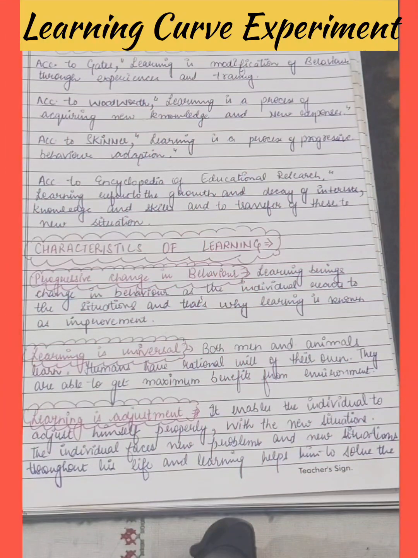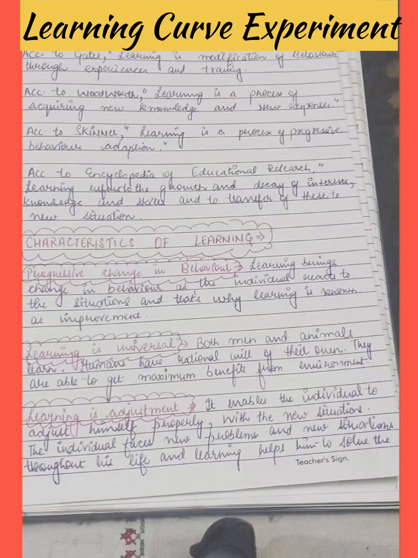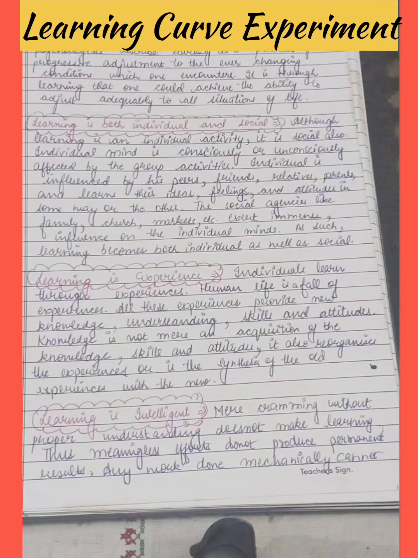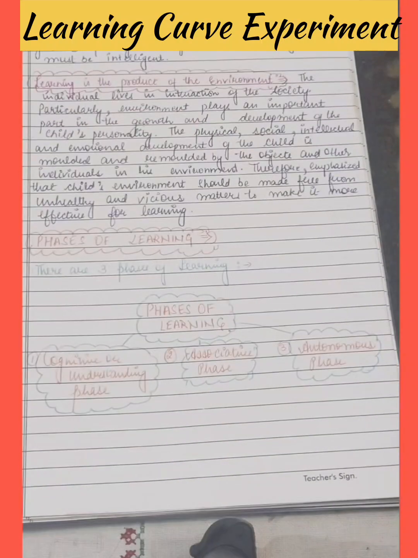This modification is known as learning. Writing the introduction, you will write the definitions and meaning of learning, then a few characteristics of learning you can add to your practical, like learning as a progressive change in the behavior, learning is universal, learning is adjustment, learning is both individual and social, learning is experience, learning is intelligence, and learning is the product of environment.